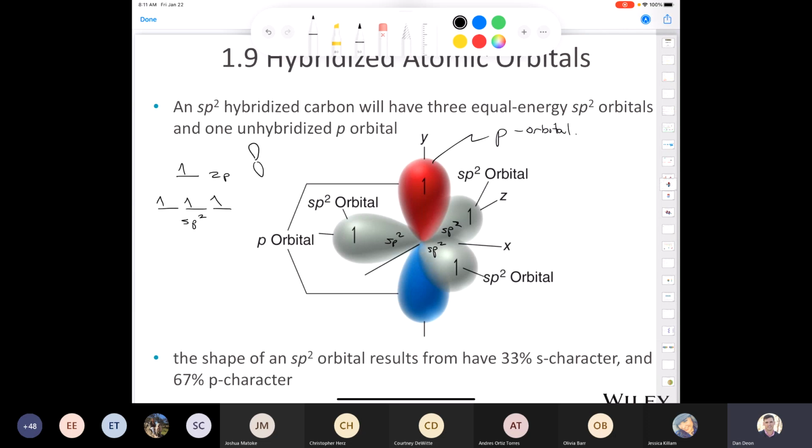Remember that the shape of an sp2 orbital results from having 33% s character and 2/3 p character, but we still draw it looking the exact same as the sp3 orbital. Okay, so we're not going to try to split hairs here and try to differentiate between sp2 and sp3 just by our drawing. We will label it, okay?